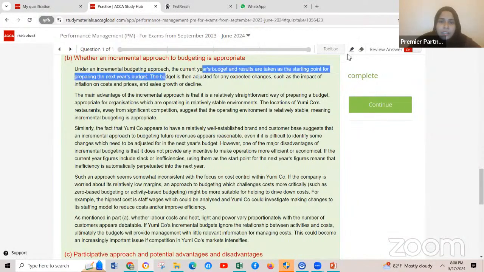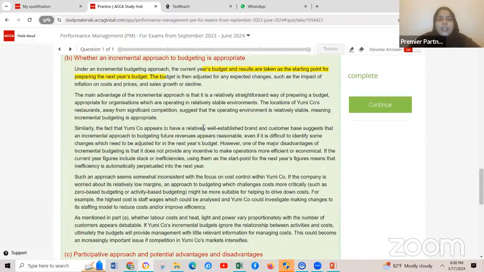I'm trying to highlight it. Yeah. The budget is there. So under incremental budgeting, you take your last year's budget and you adjust it for any expected changes in this year, such as the impact of inflation, cost, price, sales growth, decline. You take your last year's figures and you make adjustments as to inflation, common changes in prices that you observe. It's a very easy method. So you first introduce by saying what is incremental budgeting.